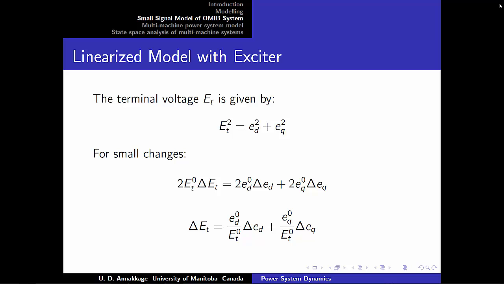The terminal voltage ET can be expressed in terms of D and Q components as ET squared equals ED squared plus EQ squared. And now for small changes, we can linearize that equation and obtain the equation at the bottom of this slide. Here the superscript naught represents the value of the variable at the equilibrium point.